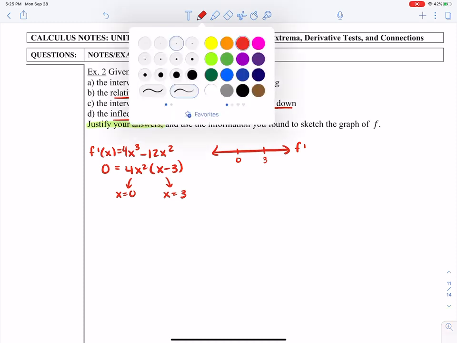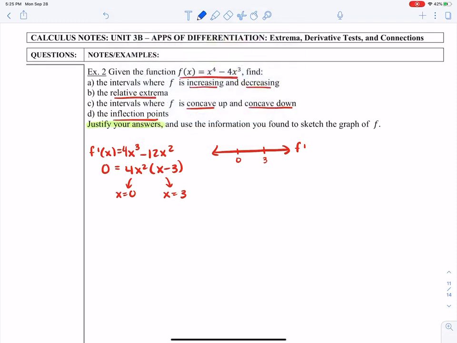So we're going to test values into our derivative. I think it's easiest to test into this factored form. If I plug in a negative number like -1, I'm going to get a negative derivative. If I plug in a number like 1, I'm also going to get a negative number here. And if I plug in a number bigger than 3, like maybe 5, I end up getting a positive number, which tells me that f is going to be decreasing, decreasing, and then increasing.